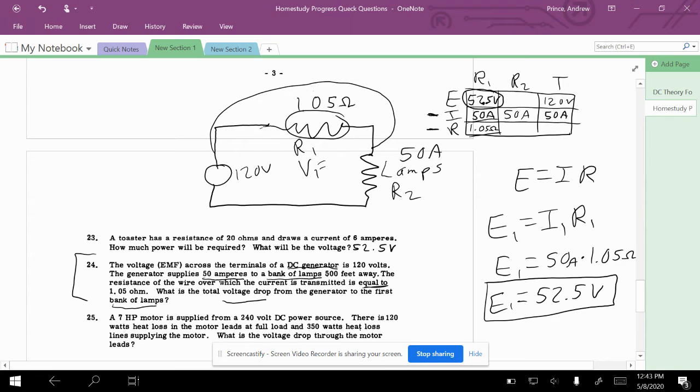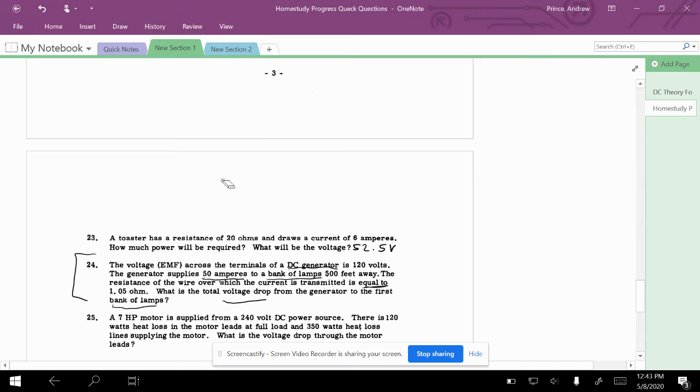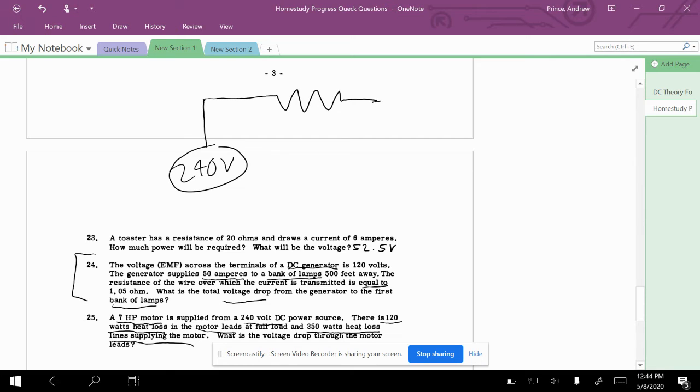All right, let's take a look at the next one. So down here, we have a 7 horsepower motor supplied from a 240 volt DC power source. There's a 120 watt heat loss in the motor leads, and a 350 watt loss at the lines supplying the motor. So based on what they just said, I know I have a 240 volt DC power source. I have lines with a resistance value that we don't know yet, supplying some leads going into the motor, and then the actual motor itself.